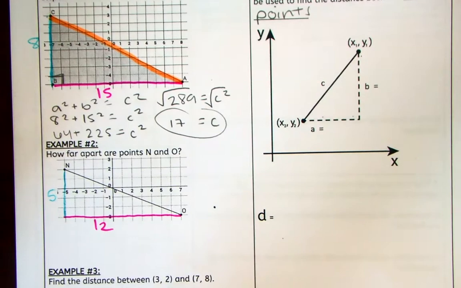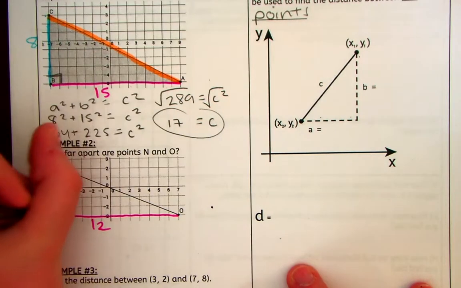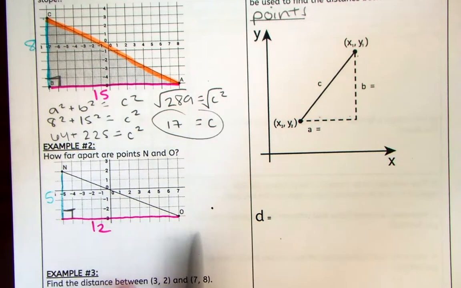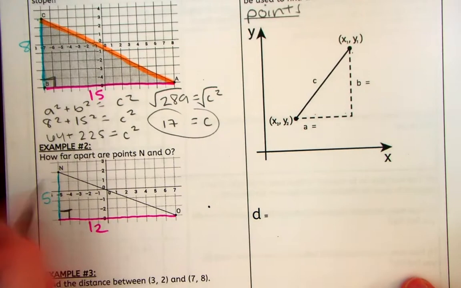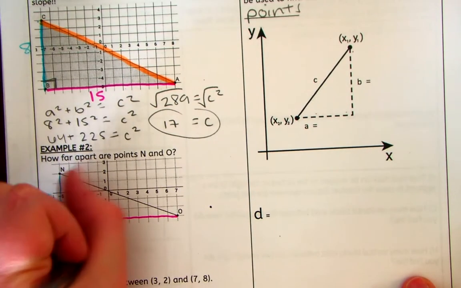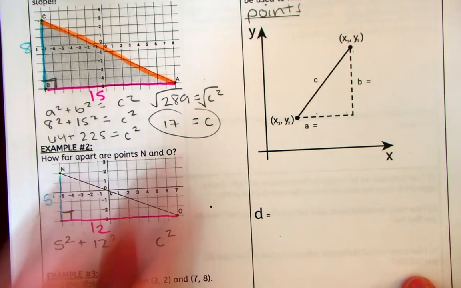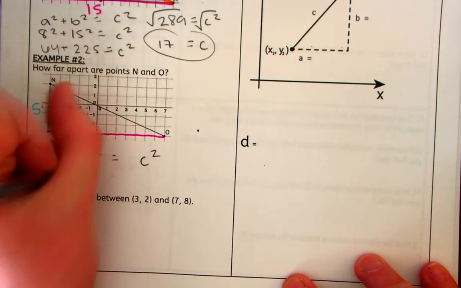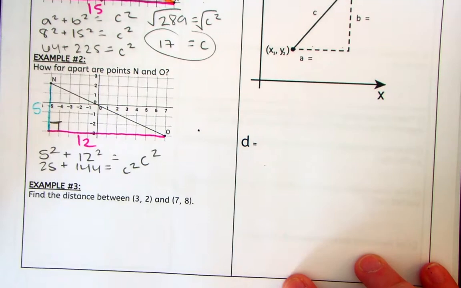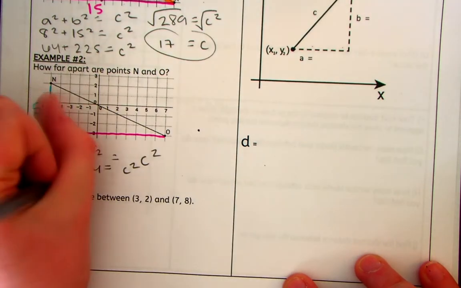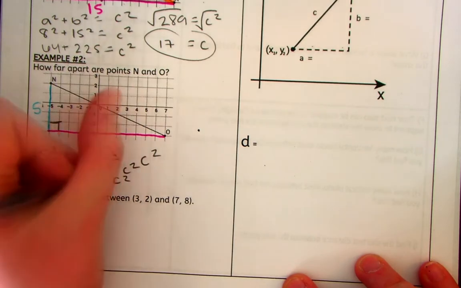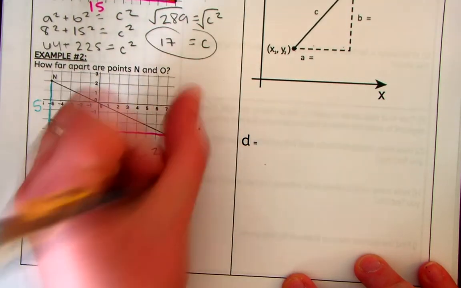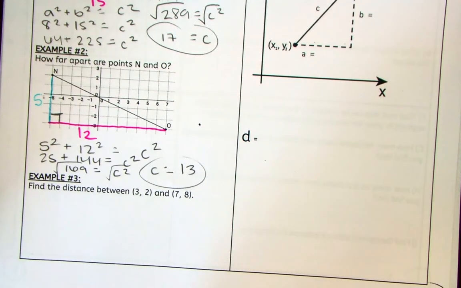And again, I've created a right triangle, right? So now the legs of my right triangle are 5 and 12. So I can do 5 squared plus 12 squared is equal to c squared, which would be N to O. Okay. So then 25 plus 144 equals c squared. I get 169 equals c squared. Take the square root, and c is going to equal 13. Now see that?